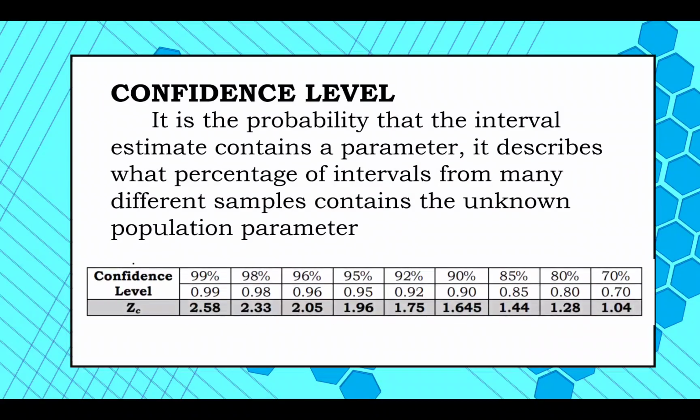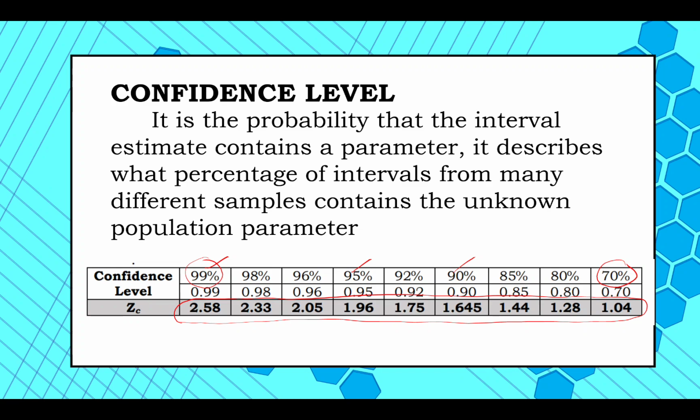This is the confidence level used for Z distribution, ranging from 70% up to 99%. On research papers, what you will only see are 99%, 95%, or 90%. This confidence level corresponds to a confidence coefficient, which is used in the computation of the margin of error, which will be discussed in the next video.